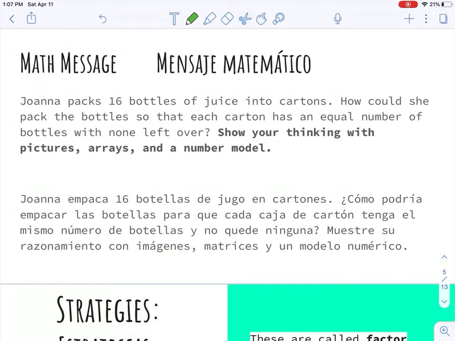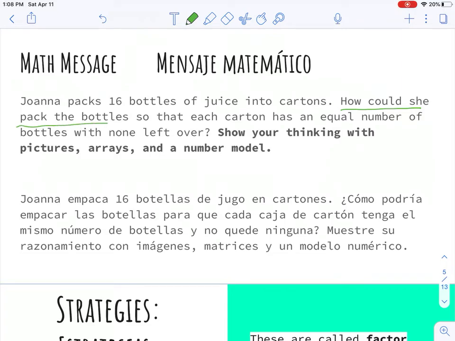All right, our math message for today. Let's look at this problem and think about what we know. Joanna packed 16 bottles of juice into cartons. How could she pack the bottles so that each carton has an equal number of bottles with none left over? Show your thinking with pictures, arrays, and a number model. Now, I want you to know that there is more than one right answer. So I want you to try to figure out how many different ways she could put the bottles of juice into cartons.